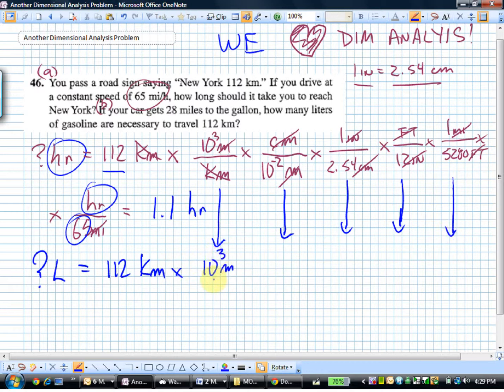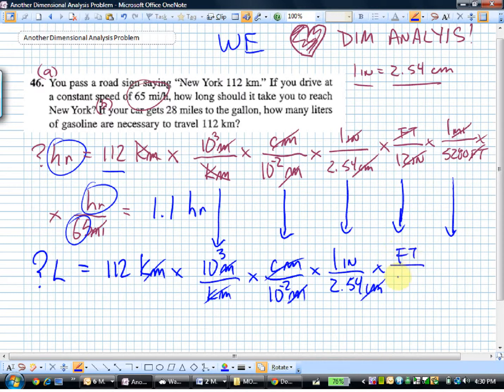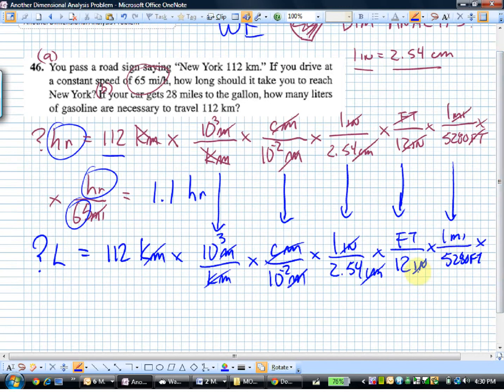I'm going to go back and convert kilometers to meters. Kilometers cancel. I'm going to convert meters to centimeters. Meters cancel. I'm going to convert centimeters into inches. So I'm repeating myself here, but when you're new at this, it doesn't hurt. I'm going to convert inches into feet using this conversion factor. And then finally, feet into miles using this conversion factor. Duplicating a good bit of effort there. At that point, I've got miles.